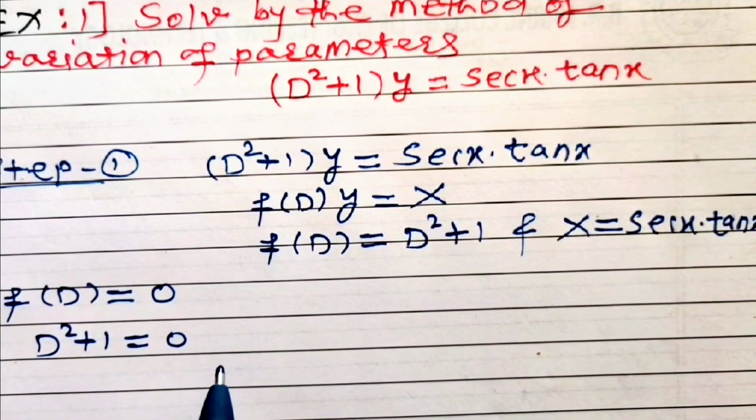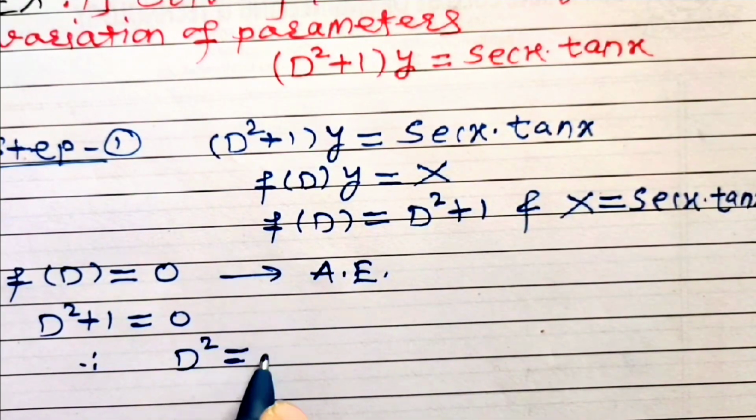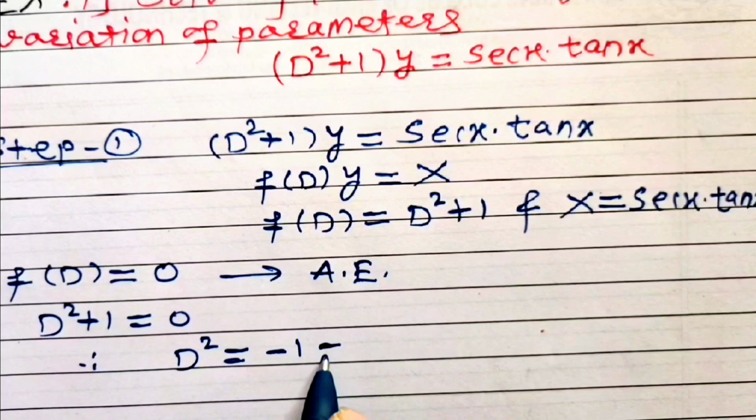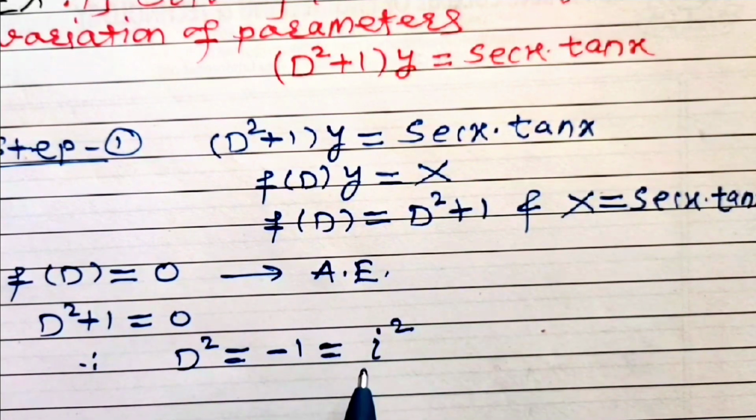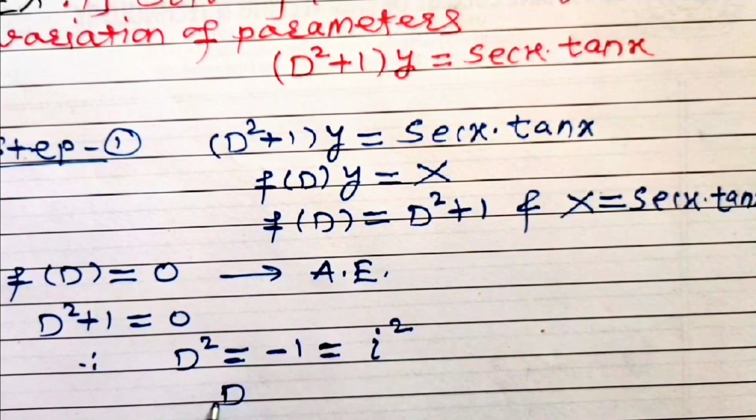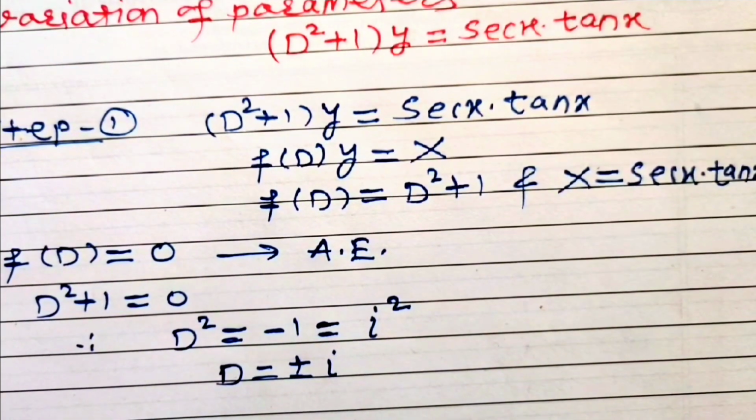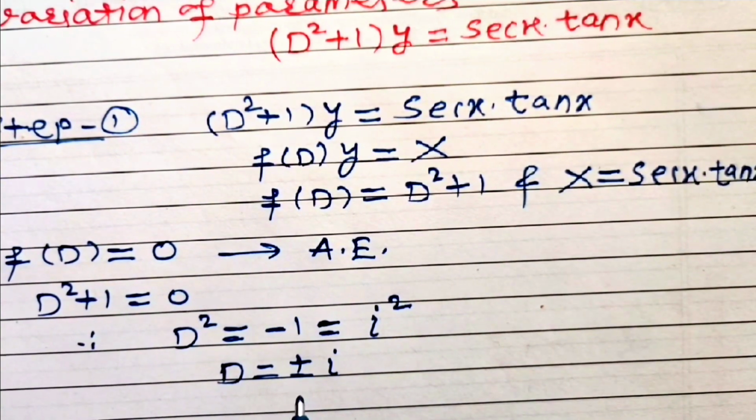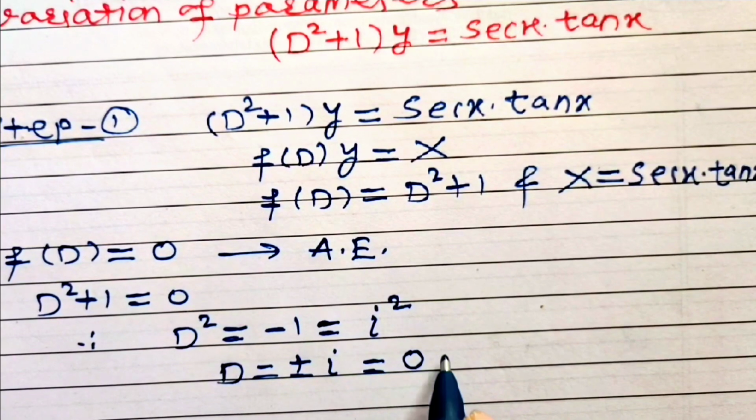Solve this auxiliary equation to get the auxiliary roots. D² = -1, that is nothing but i². Taking square roots on both sides, D = ±i. So these are the auxiliary roots, +i and -i. This is one pair of complex roots. You can write this as 0 ± i, since the real part is 0.